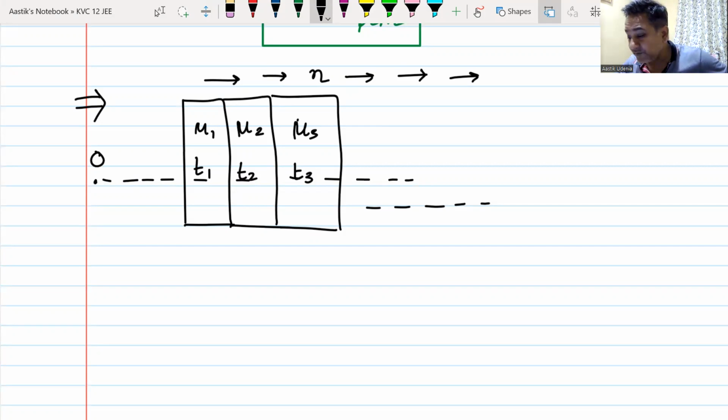What will be the shift? Any idea, my dear friends? What will be the shift?